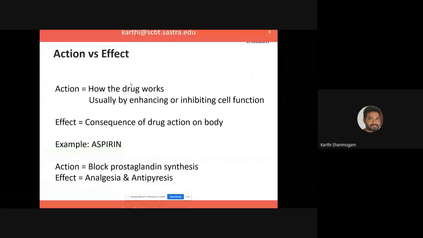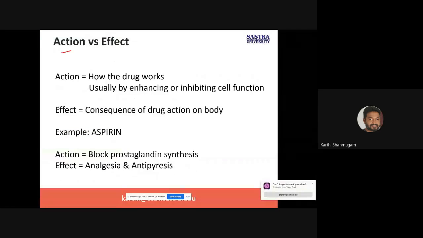So two terms, you should not get confused. One is called a drug action, another one is called a drug effect, right? Sometimes it may confuse. We'll see what's the exact difference between the drug action and drug effect, right? So the meaning of drug action is how the drug works, right? So if you take any FDA approved drug molecule and ask how the drug molecule works, right?